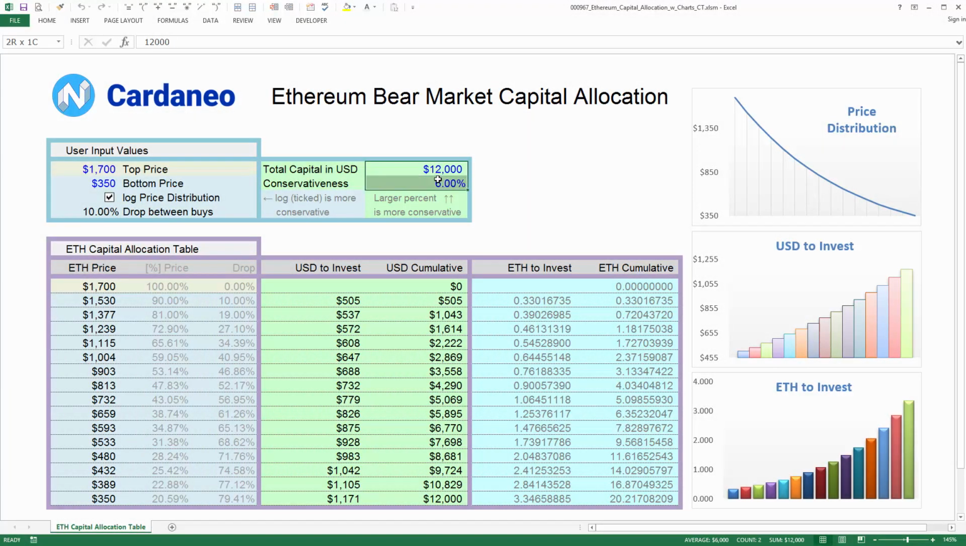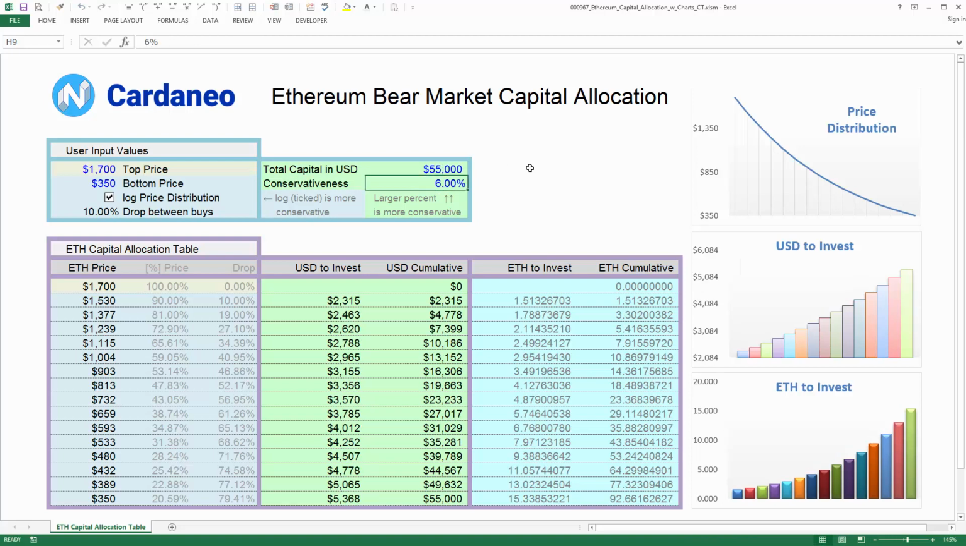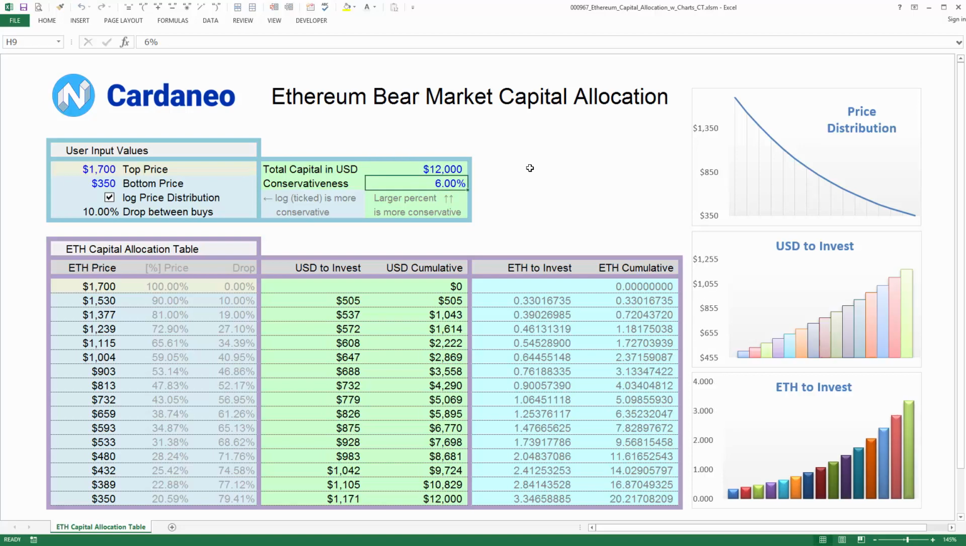On the right hand side, you have two more parameters that you can change. One of them is the total capital you have available to invest, in this case, in Ethereum. The default value is $12,000, but you can use pretty much any number you like. Let's say $3,000 or $55,000. As you can see, every time I change these values, all the numbers in the table below update accordingly. Whatever number you enter as your total capital has to be the number that is the sum of all the purchases you make along the way.